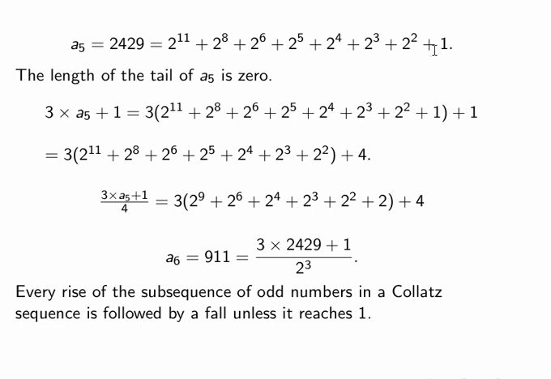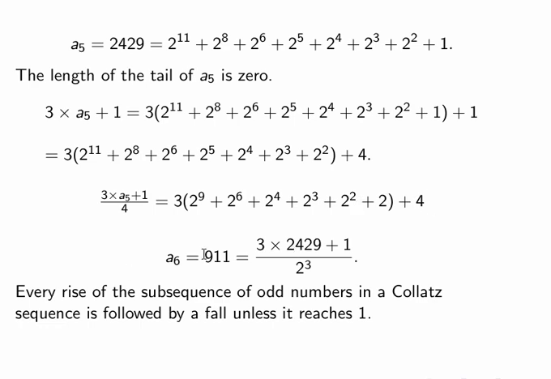Now if you multiply A5 by 3 and add 1, and so 3 into 1 plus 1, you can take 4 out, right? So you can see that this is divisible by 4. And now when you divide by 4, you get this. It is still divisible by 2, right? So that's why the next number is 911, and this is 3 times 2429 plus 1 divided by 8.